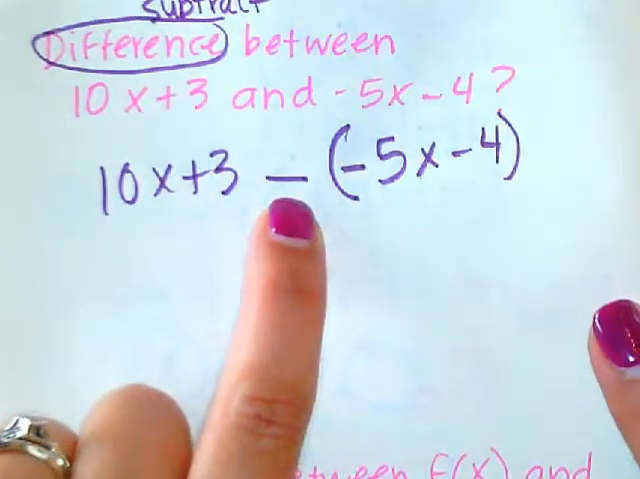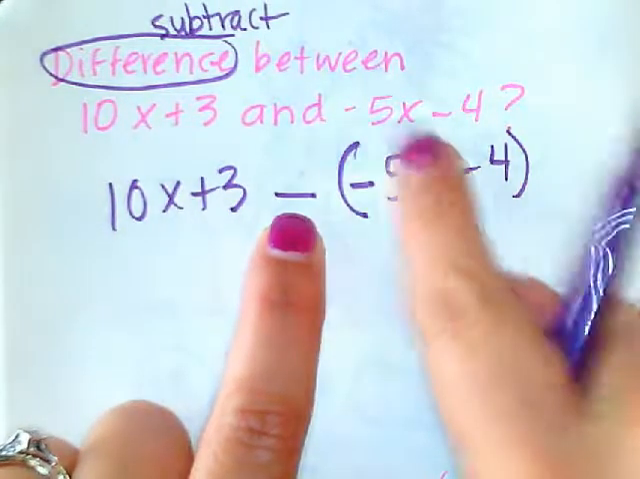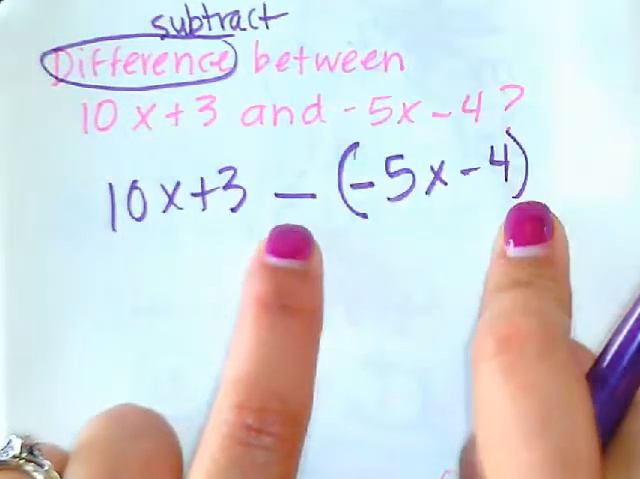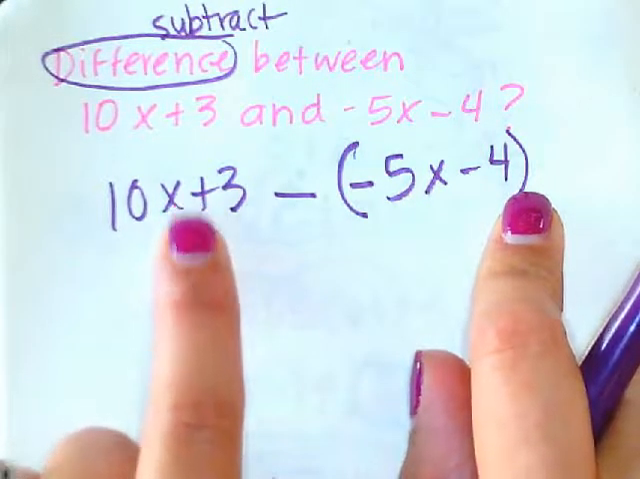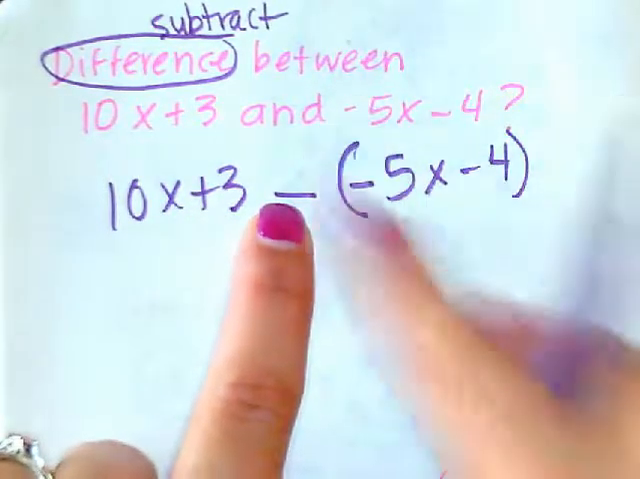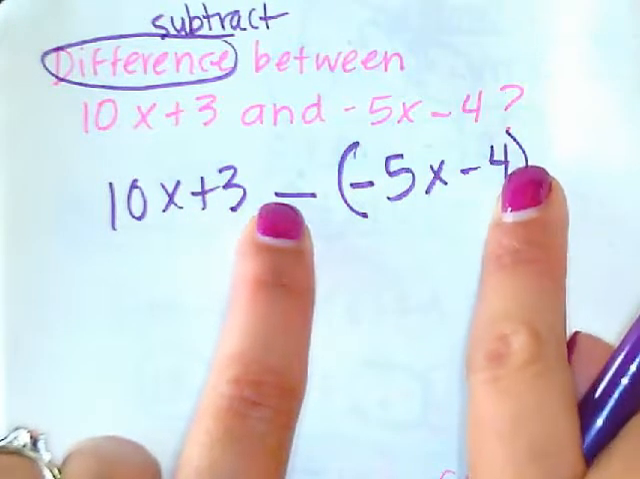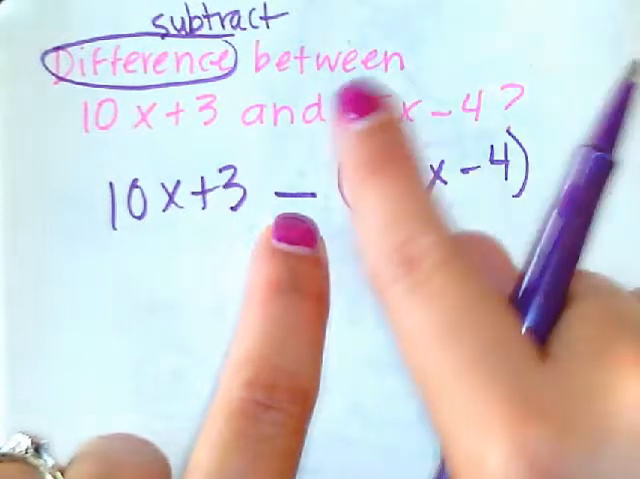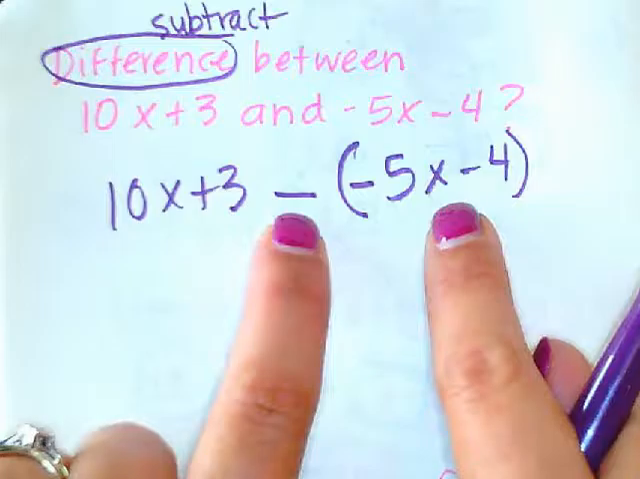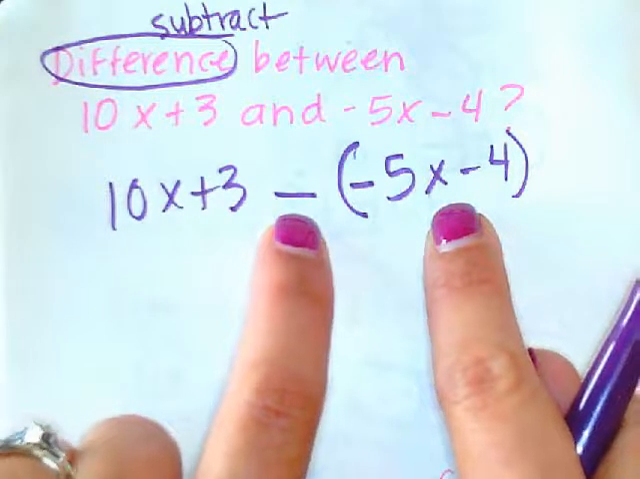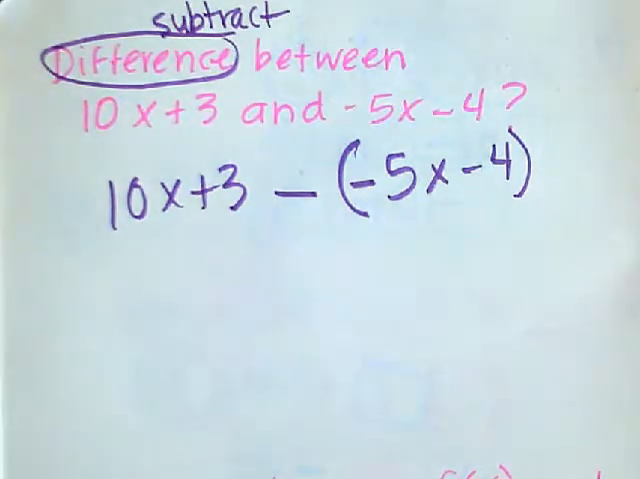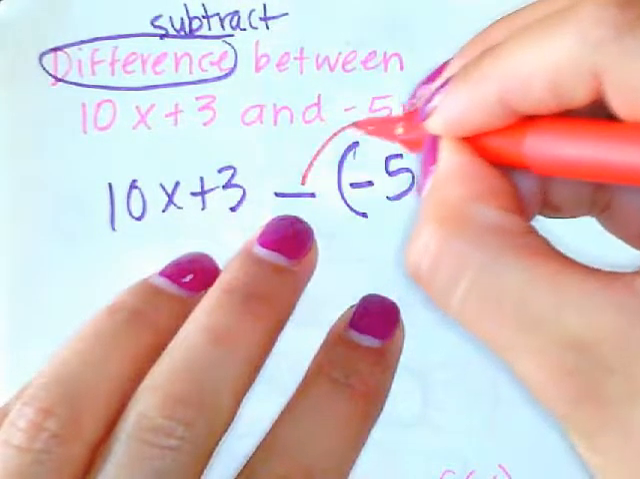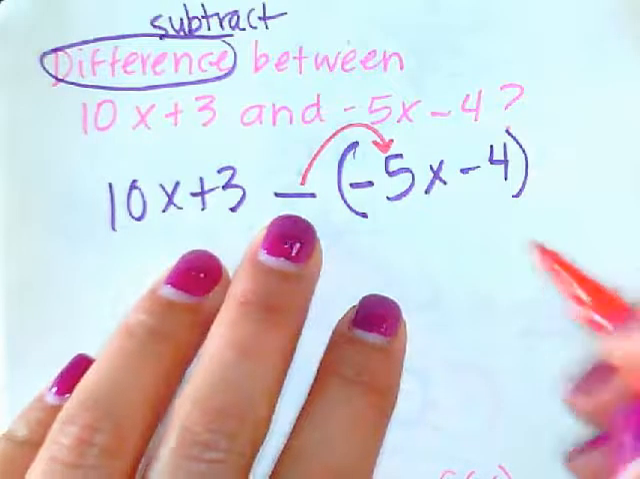So every time you're subtracting two expressions, that negative needs to be distributed into the second one. So 10x plus 3 minus, and then negative 5x minus 4 in parentheses. So you're subtracting this. Don't forget the minus and the second expression in parentheses. The first step in differences between expressions is always going to be to distribute the negative sign into the parentheses.